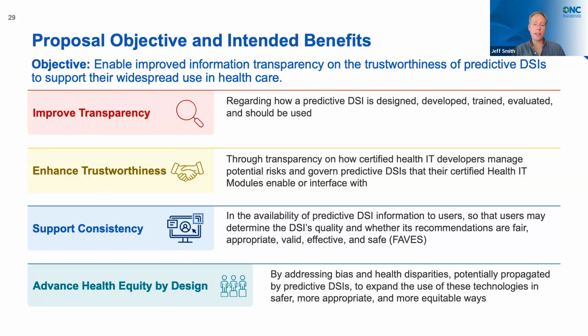And then last but not least, again, with this emphasis on health equity by design, several of our proposals are intended to address bias and health disparities that are potentially propagated by predictive DSIs. And we would like to, again, shine transparency on the use of several different data types that are salient to health equity so that these technologies can be used in safer, more appropriate, and more equitable ways. Next slide, please.